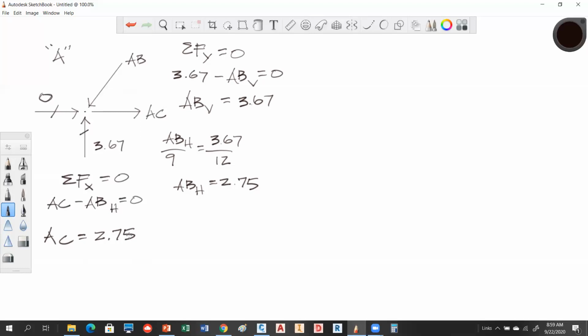How did you set up that equation, the ABH over 9? This guy here, Jacob? Yeah. Okay, let me draw this over here. Maybe this will help. This is probably one of the easier things to get wrapped up in, but it's really not that big of a deal.